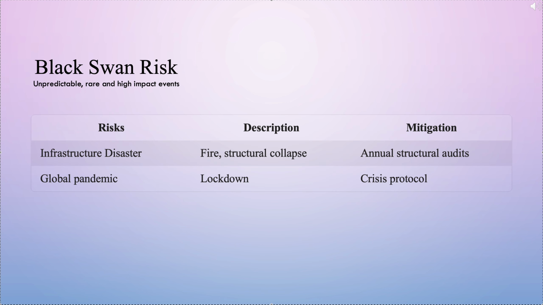We also distinguish between specific types of rare and obvious risk. The first one being the black swan risk. These are unpredictable, rare, and high impact events such as an infrastructure disaster like fire, structural collapse, or a global pandemic leading to a lockdown. Our mitigation includes annual structural audits for physical infrastructure and having a comprehensive crisis protocol in place for widespread emergencies.